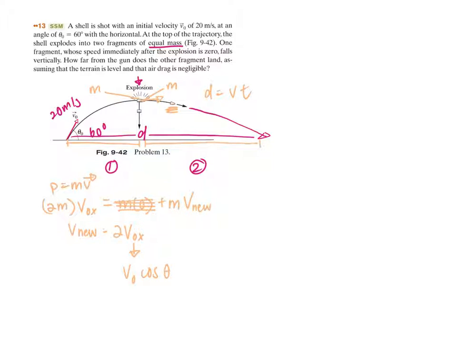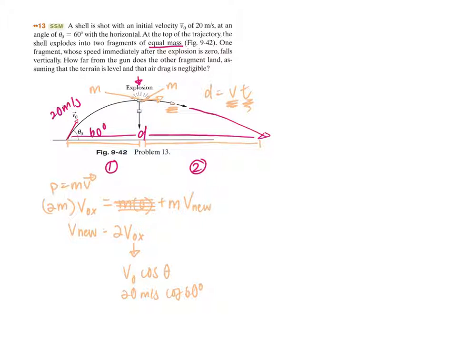And to solve for the initial horizontal component, you just do v0 cosine theta. It's going to be 20 meters per second times cosine 60 degrees. So that gives you the velocity. So we have this component checked, and now we need time.